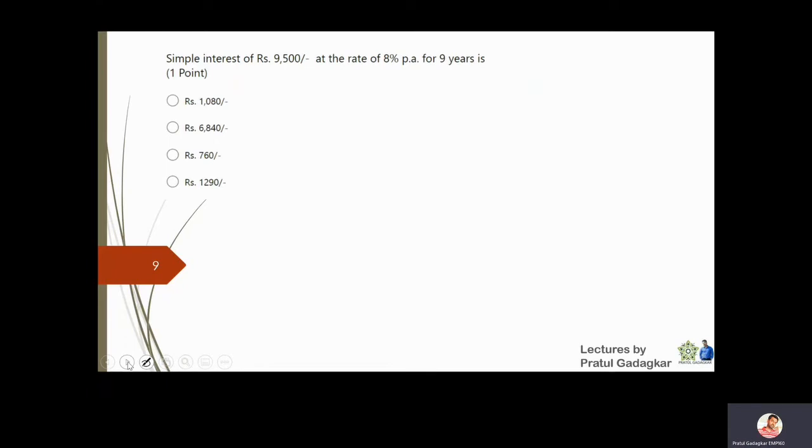So here in this problem, we want to find simple interest of rupees 9,500. So this is the principal given to us at the rate 8%. So rate is 8 and number of years n is equal to how much? Number of years is n. So we want to find the simple interest. So the formula is very easy. I will quickly do it.